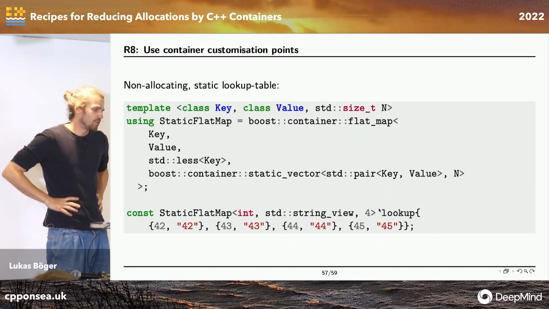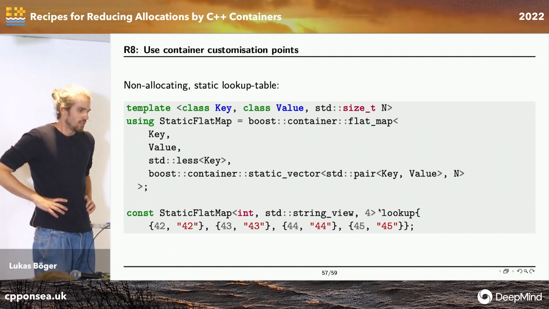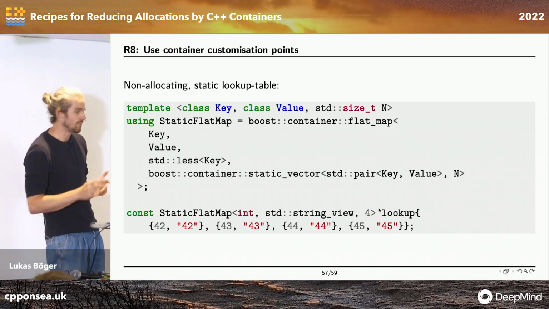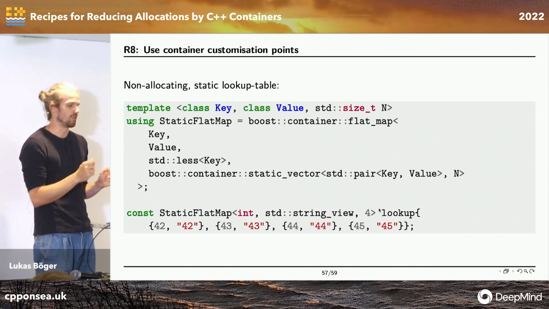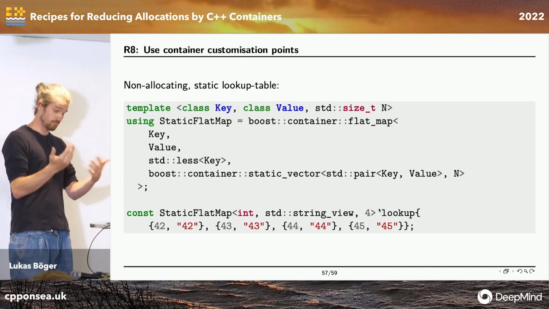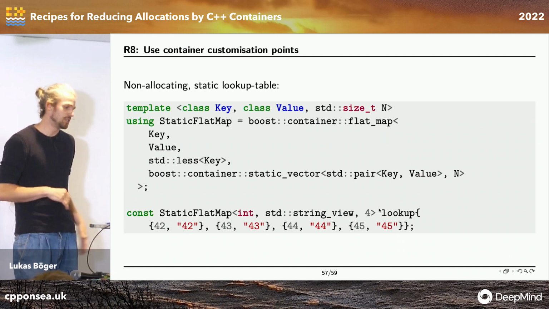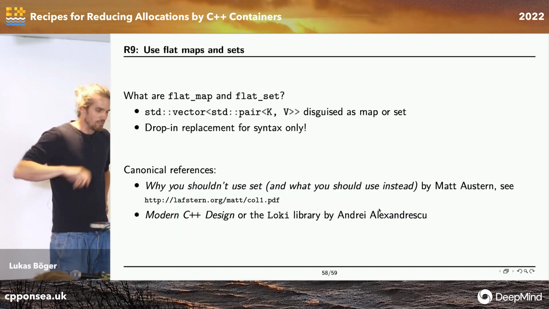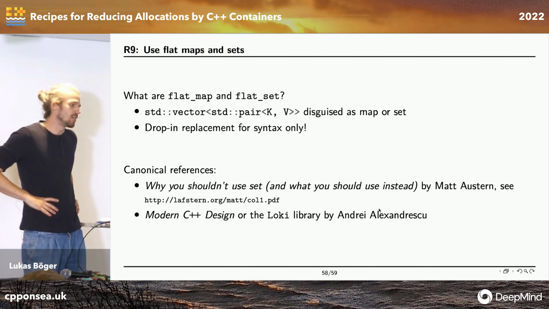Here's an example for a lookup table that will never allocate. Again, we use static vector for that. Std array doesn't work because we still need the notion of an allocator. And we configure a flat map from Boost with it. That's quite useful if you have some local lookup going on and you don't really see the need to allocate, because you know how big it will be, the kind of storage you need. So that's good.